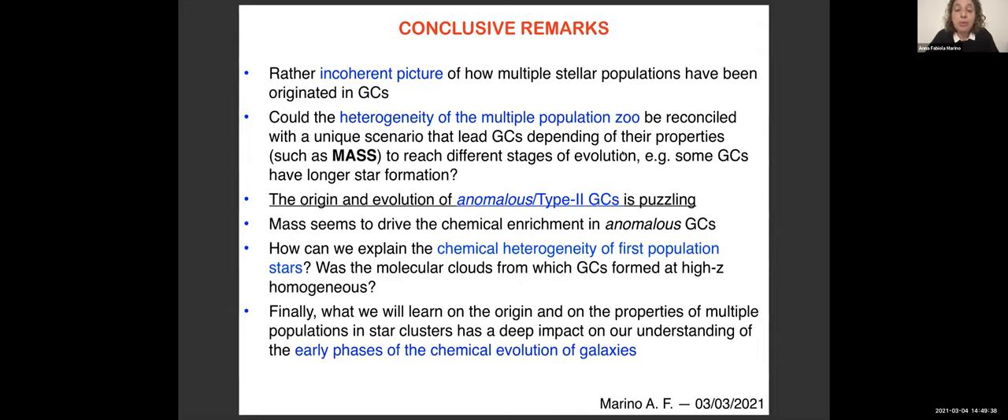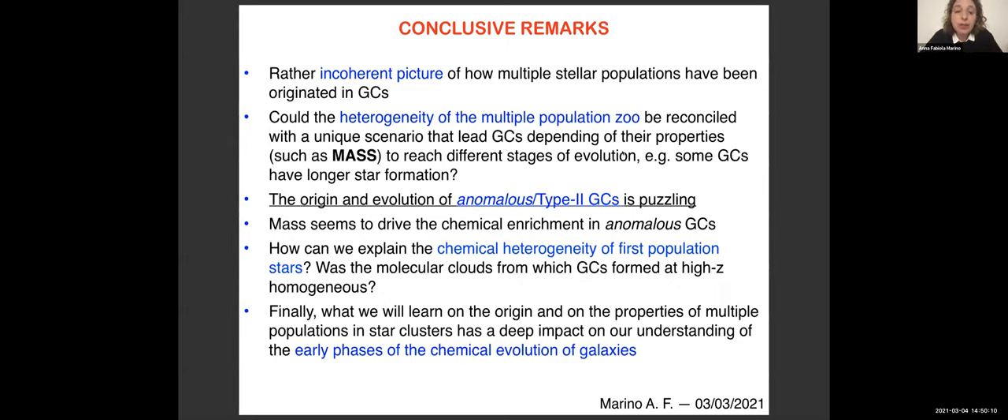The most massive objects have higher values of iron variations and so on. And finally, the chemical heterogeneity in metallicity could be a more widespread phenomenon, as I have shown you for the type 1 globular clusters in the last slide. However, this could also be due to heterogeneity in the molecular clouds from which globular clusters form.